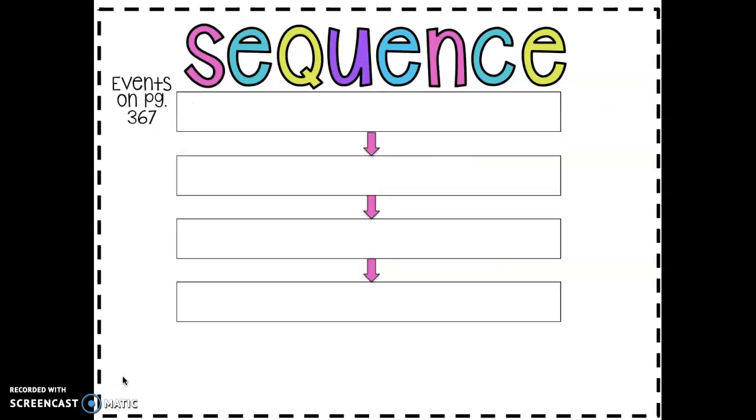Now, we're going to be going through page 367, and we're going to be putting the events in order in which they happened. So we're going to be looking at 4 main events, and we're going to put them in order, like I mentioned, in time sequence. We'll be looking for those keywords, maybe like first, finally, next, then, and even those dates. So let's take a look at page 367 so we can see the events that are happening on that page.